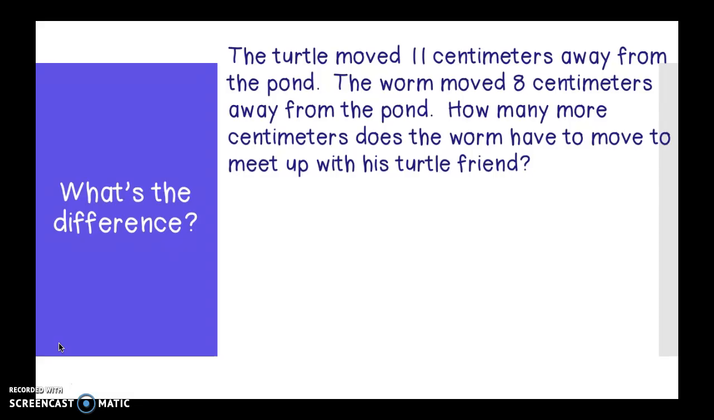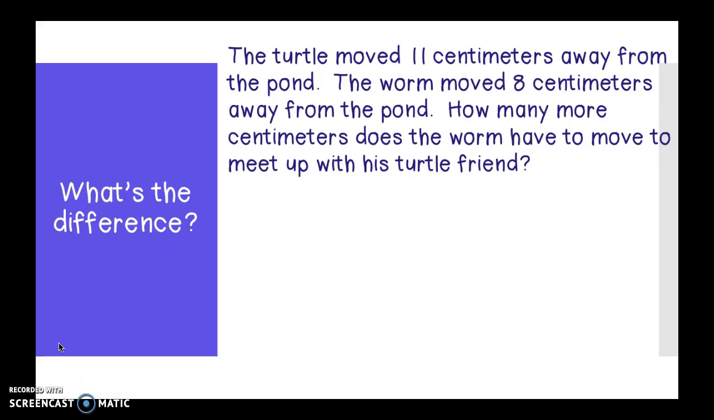The turtle moved 11 centimeters away from the pond. The worm moved 8 centimeters away from the pond. How many more centimeters does the worm have to move to meet up with his turtle friend? Press pause while you do your good work and press play when you're ready to check yourself.